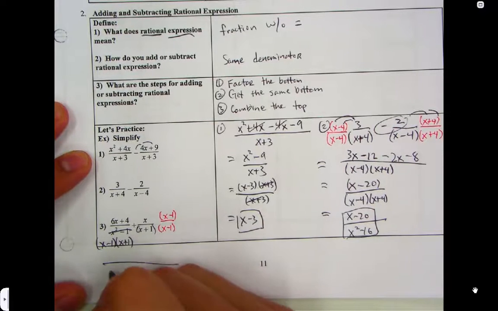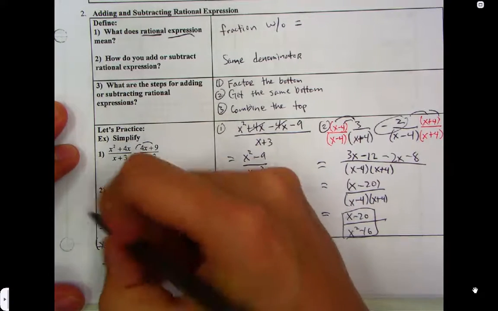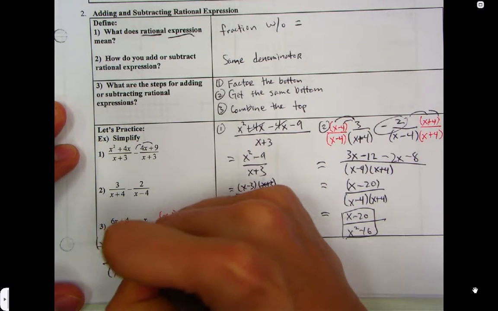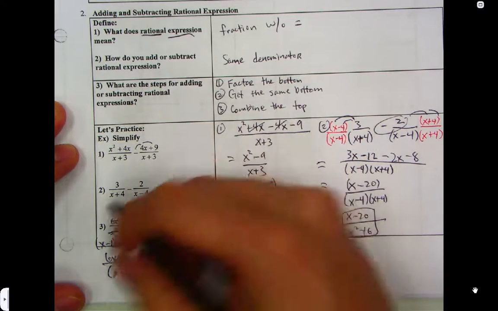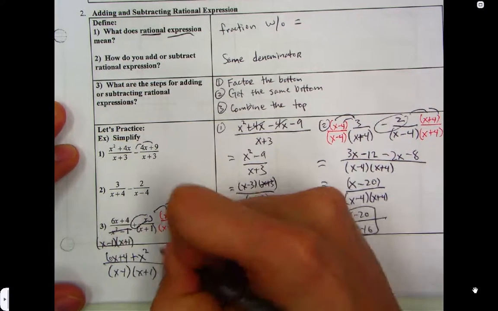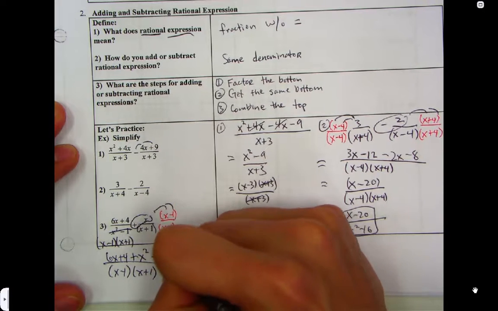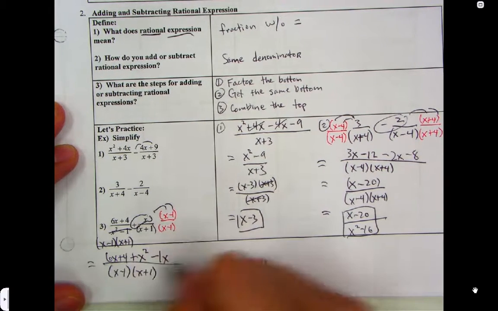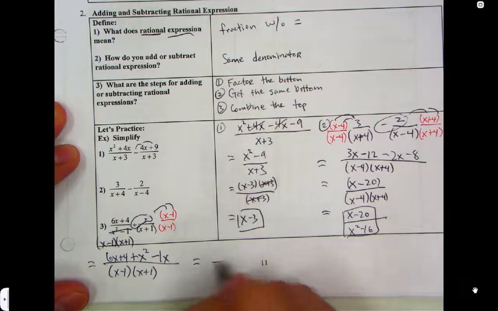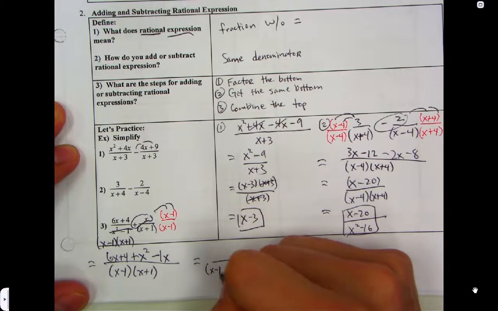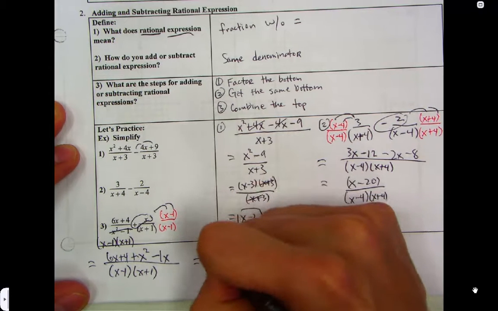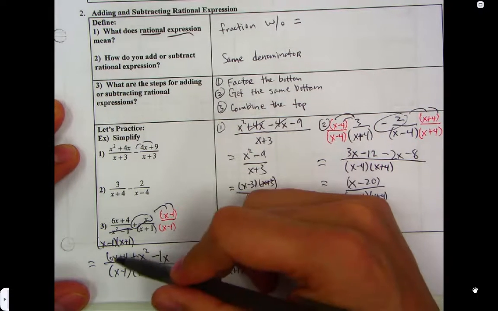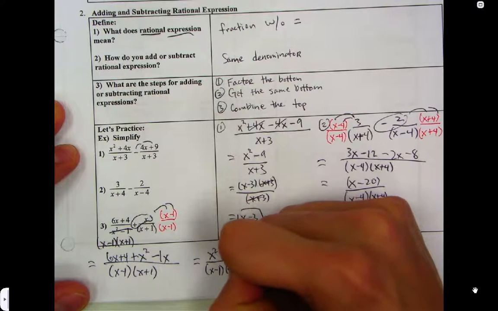So keep one of the bottoms, because they're both the same. 6x plus 4, I'm going to take the positive x, and distribute. Positive x times x is x squared. Positive x times negative 1 is negative 1x. Combine like terms on top. There's only an x squared, so nothing combines with that. 6x and negative 1x is 5x plus 4.